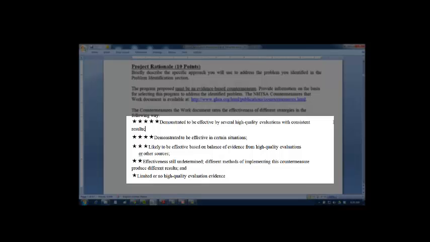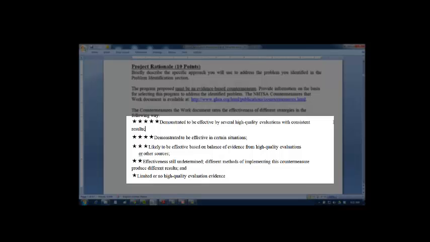Sure. In the Countermeasures That Work document, they use a star rating system to demonstrate the effectiveness of different strategies. And so you'll see that strategies with 5 stars are proven to be effective by several high-quality evaluations with consistent results. So this is more of the gold standard approach and what works best. The strategies that are given 4 stars have demonstrated to be effective in certain situations. 3 stars are likely to be effective based on balance of evidence from high-quality evaluations or other sources.